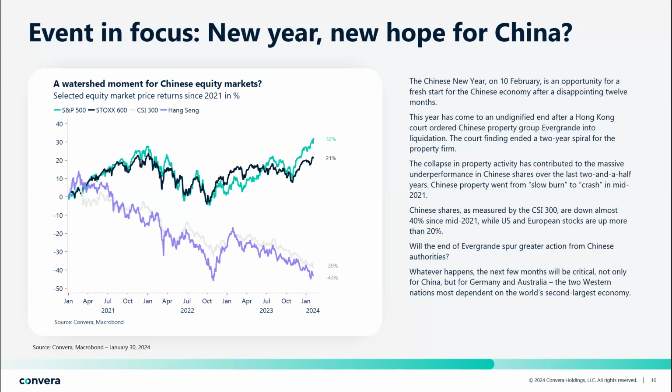But why are we seeing this? Well, we know about the strength of the US economy and stock markets, but in China, obviously the collapse in property market activity has contributed massively to the underperformance that we're seeing in Chinese shares. And this year, we've already seen the property group Evergrande go into liquidation. But aside from that, as a whole, China has had a much weaker than expected post-COVID recovery, and it's really struggling from more structural risks as well, such as high youth unemployment.